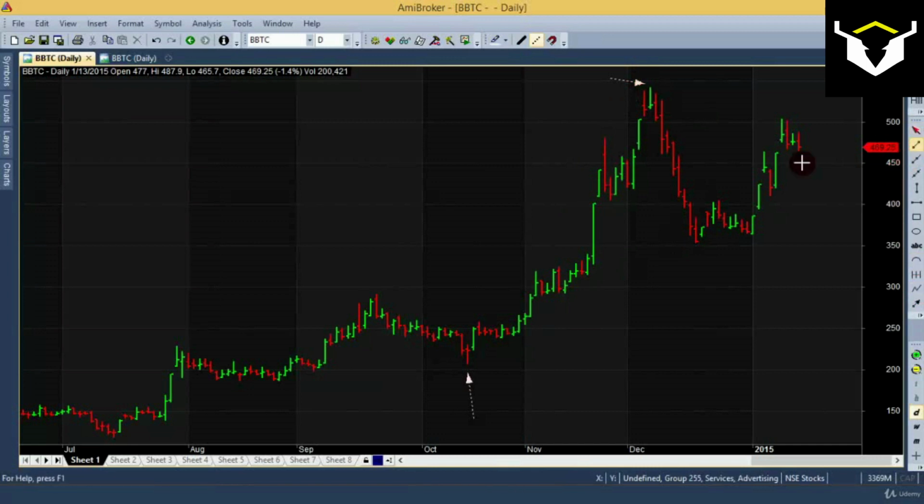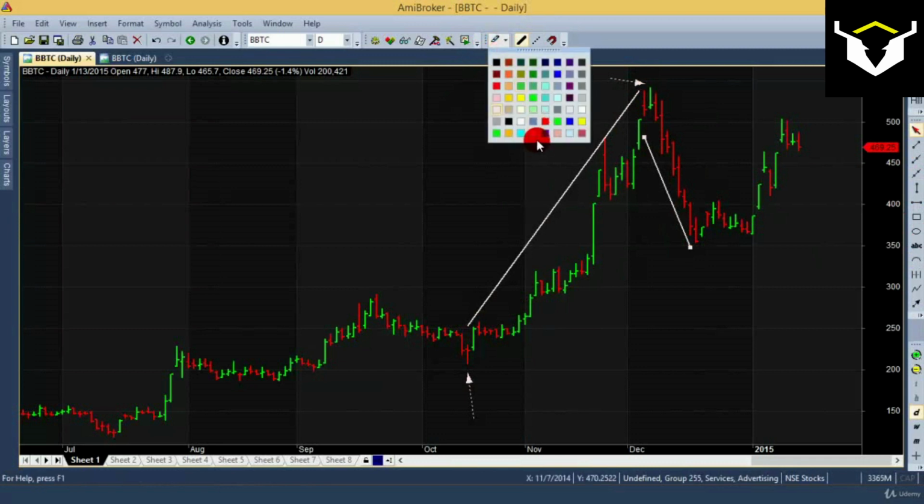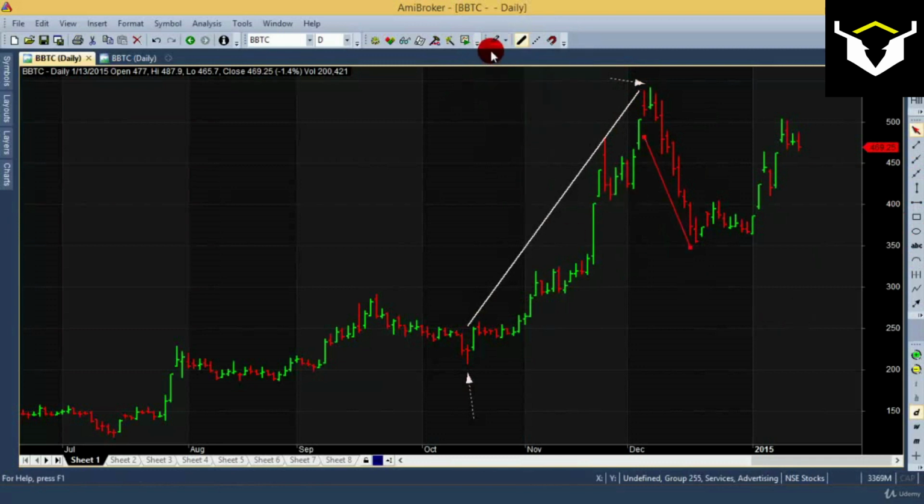Okay, so this is the up move and this one is the down move. So I want to know what is the percentage of this down move. What I'll do is plot a retracement for it. Here is my retracement tool. You can see the name Fibonacci retracement.